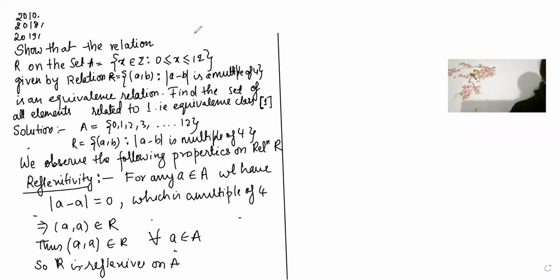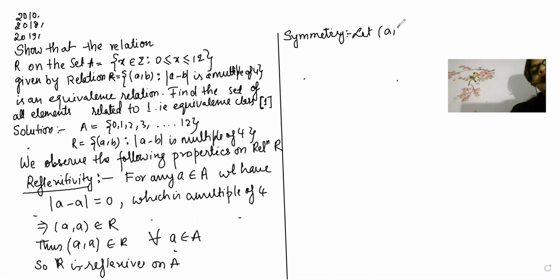Now let's check transitivity and symmetry. So how do we go about symmetry and transitivity? Again, for the symmetric condition, we will say: let (a, b) belong to R.